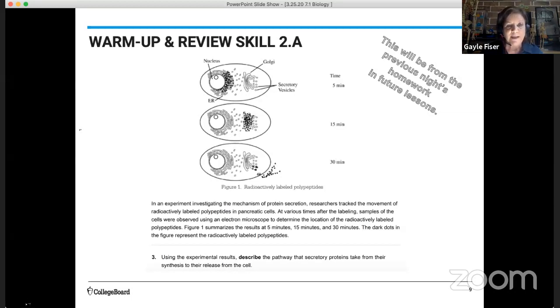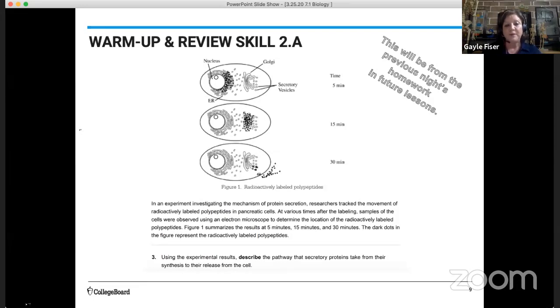In an experiment investigating the mechanism of protein secretion, researchers tracked the movement of radioactively labeled polypeptides in pancreatic cells. At various times after the labeling, samples of the cells were observed using an electron microscope to determine the location of the radioactively labeled polypeptides. Figure 1 summarizes the results at 5 minutes, 15 minutes, and 30 minutes. The dark dots in the figure represent the radioactively labeled polypeptides.